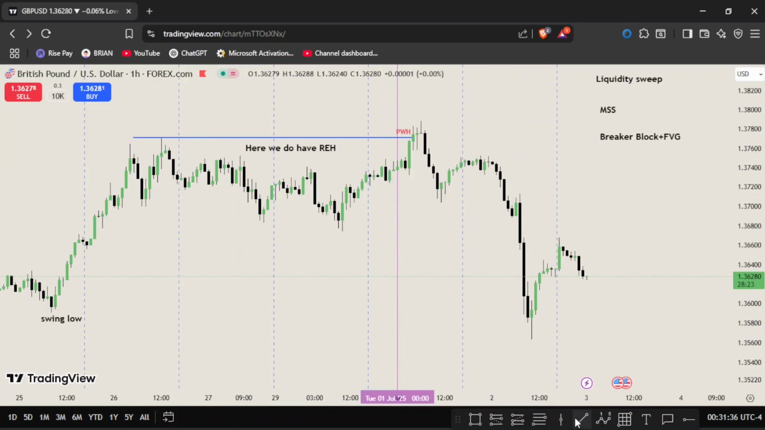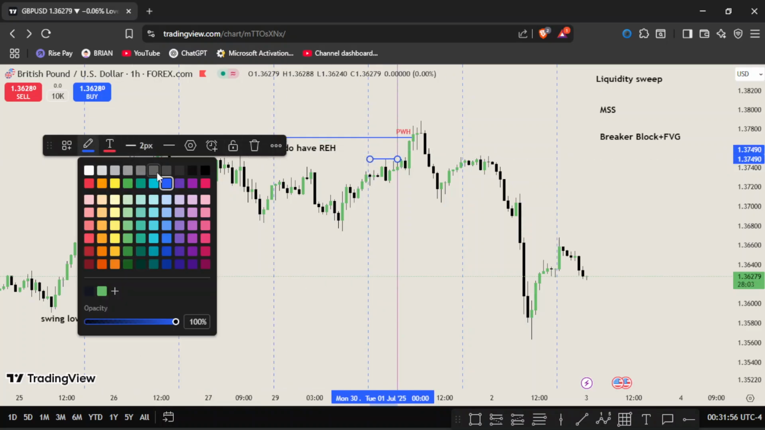Another thing that I would want you to identify is we are looking at Tuesday's price action and taking it forward to Wednesday's price action. So on Tuesday, we identify session highs. So this was our session high.